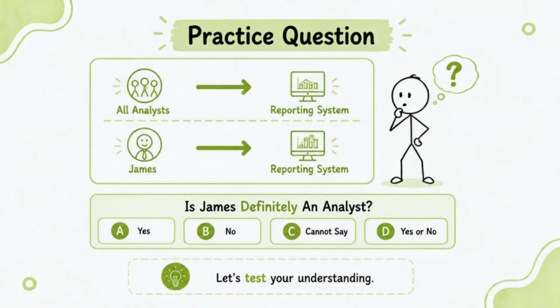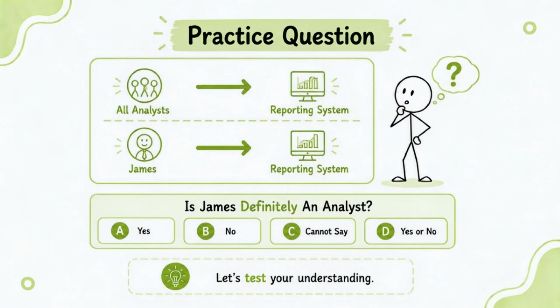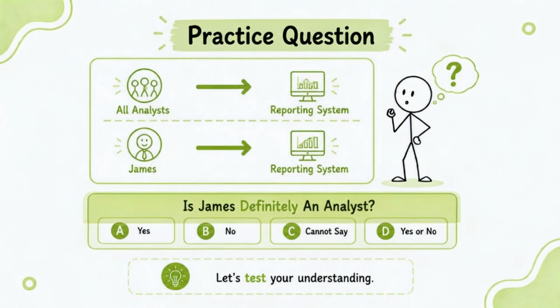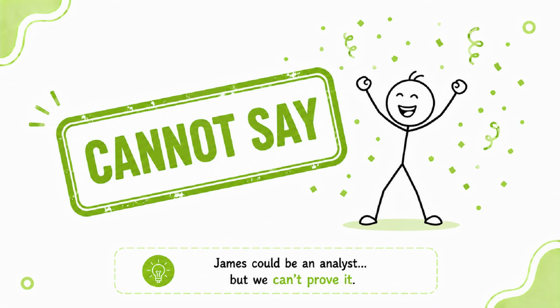Quick example, let's practice. Statements. All analysts use the reporting system. James uses the reporting system. Question, is James definitely an analyst? No, we know analyst implies reporting system. We do not know reporting system implies analyst. James could be an analyst, but he doesn't have to be. Therefore, the correct answer is cannot say. And cannot say is often the correct answer in SHL tests.